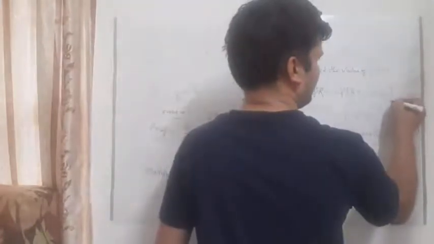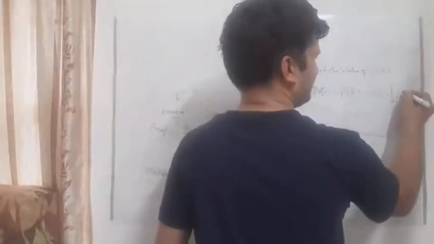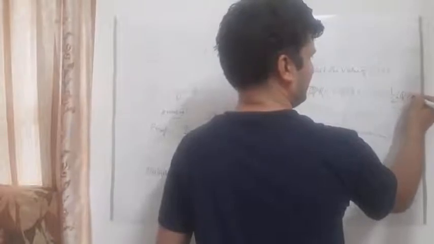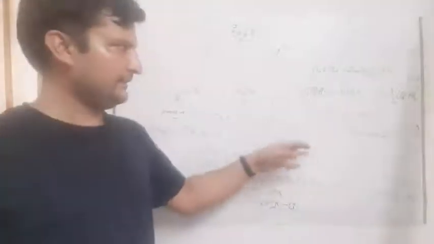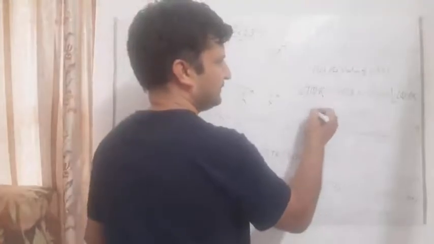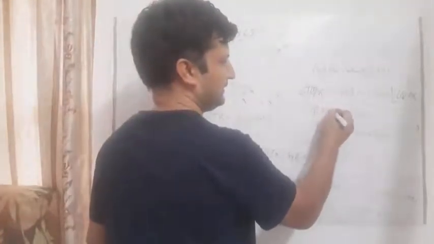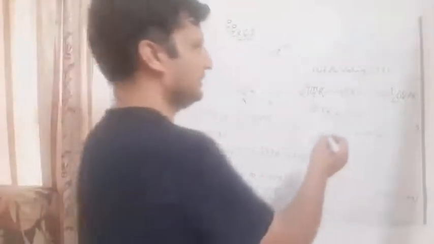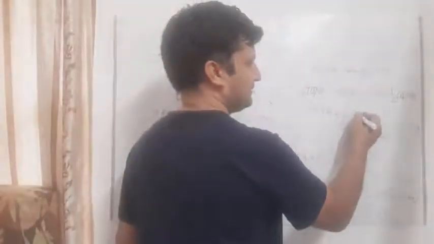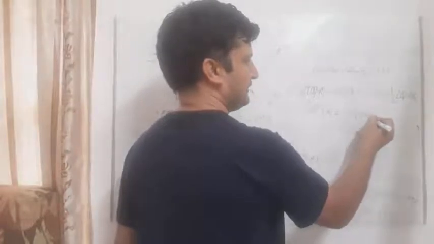So what we have done, TQR is cancelled out. What is left? Angle QTR is left. Angle QPR is equal to half of angle QPR, half of angle QPR. So this we have done, hence proved.